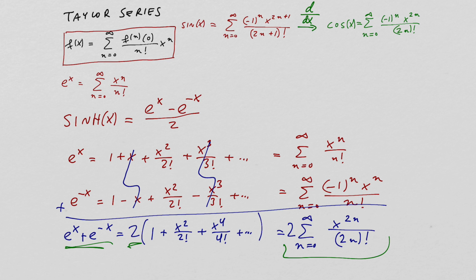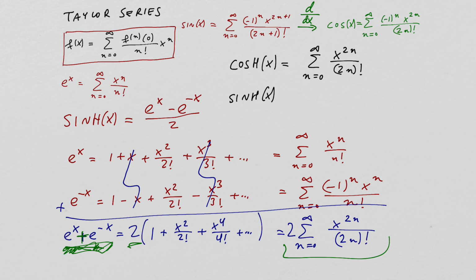But I made a mistake. I'm getting now the hyperbolic cosine because I have here the plus sign. Well, hyperbolic cosine will be equal to this series, and hyperbolic sine will be equal to this series.